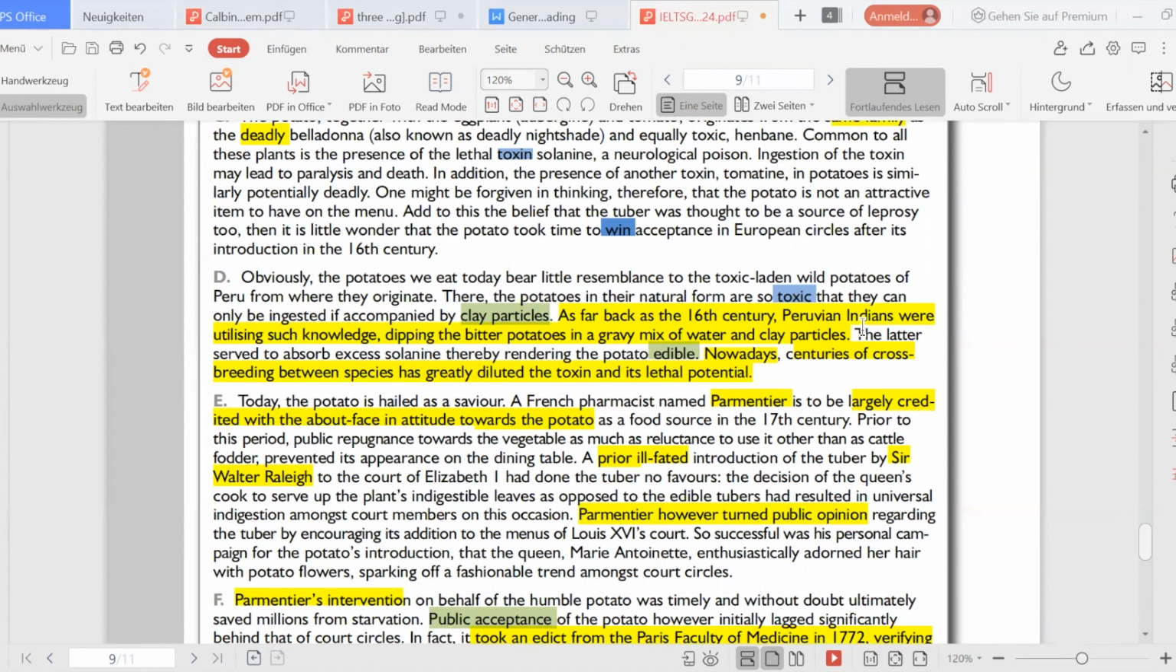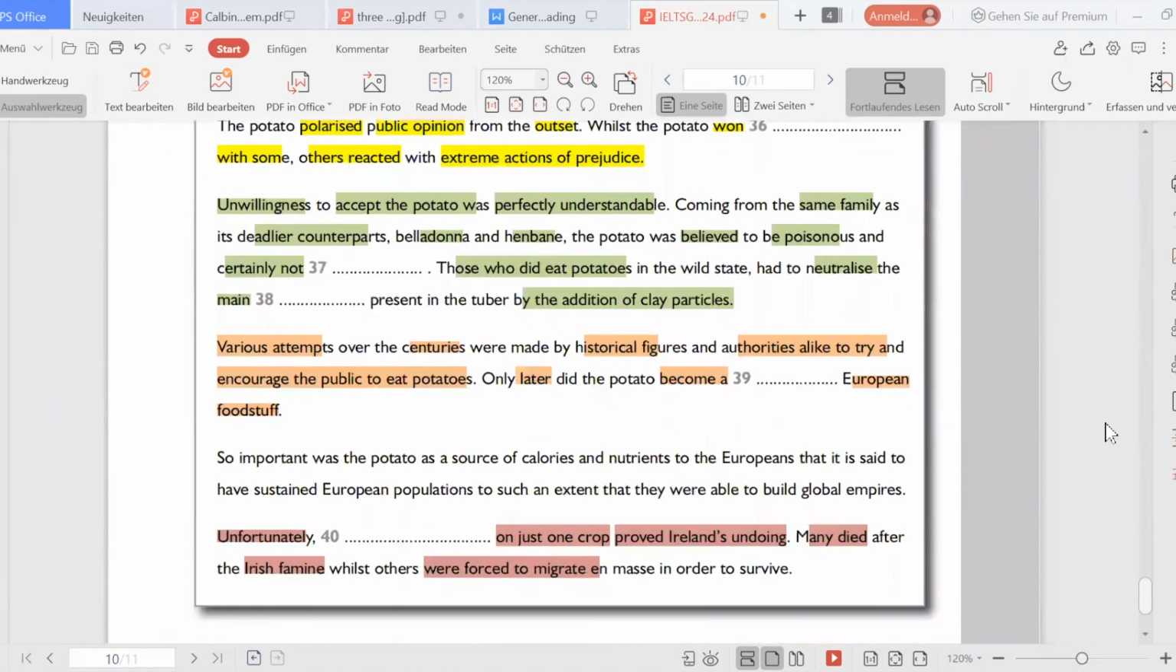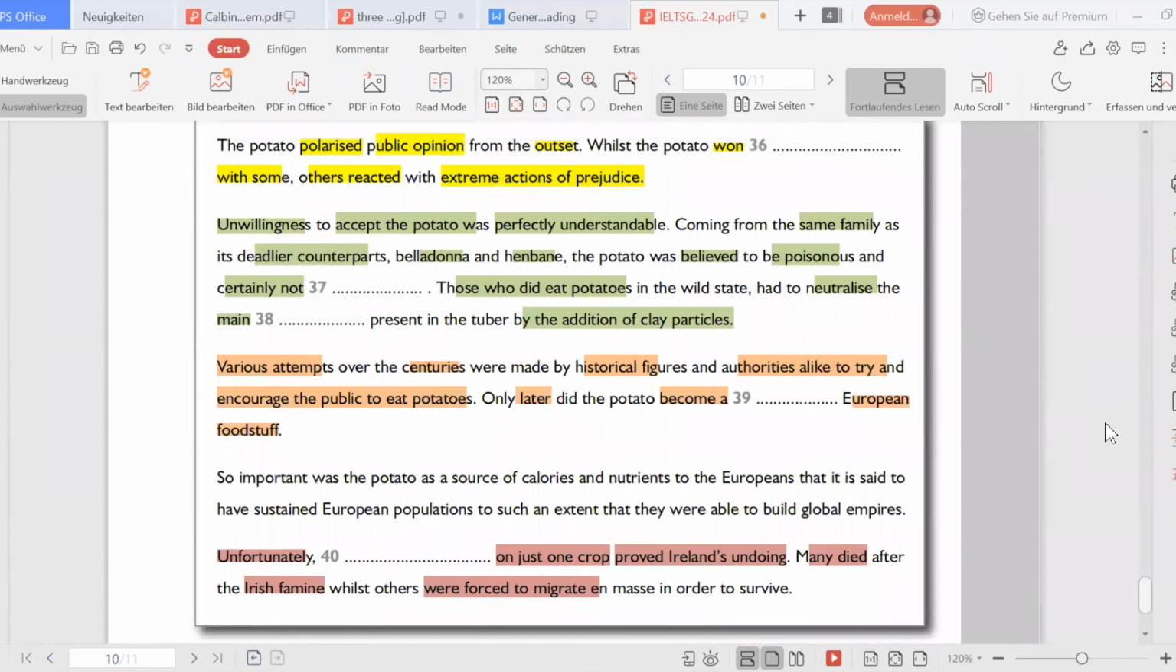But the sentence says the latter served to absorb excess solanine, thereby rendering the potato edible. Okay, so the potato was poisonous and not edible, but after the neutralization, it becomes edible. All right. I'm trying to end the video here because it's been very long, typically the first video. So we move on to 38.